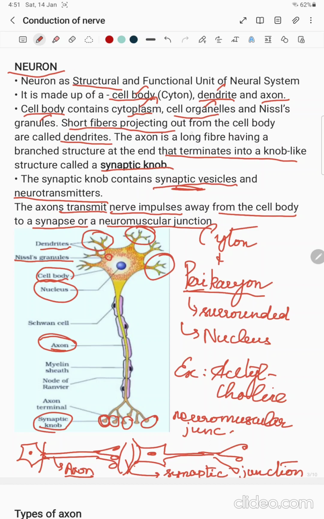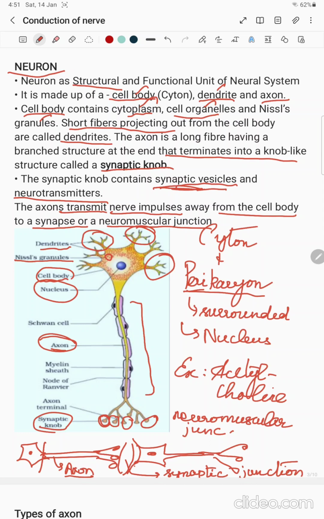The axon is a very long fiber having a branched structure at the end. At its terminal end it is branched like the trachea, which branches into two. Likewise, the axon is branched into many branches, and at the terminal end of the branches you can see a bulb-like structure, which is called the synaptic knob. The synaptic knob contains synaptic vesicles and neurotransmitters.